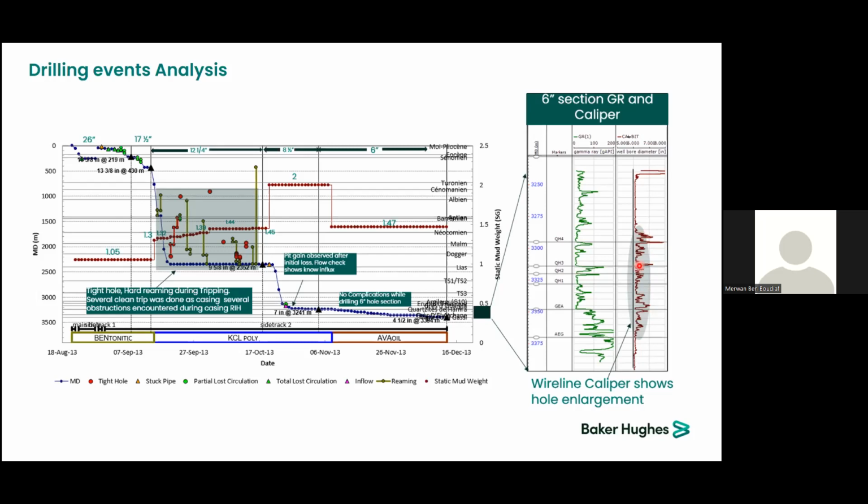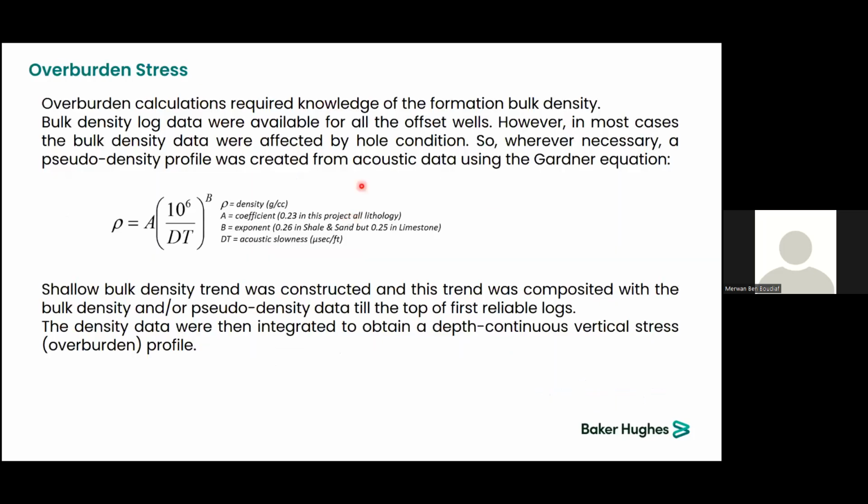Then the second step is the overburden stress. Basically the overburden stress is the weight of all the overburden formations that we have. This is why we are using the bulk density log to calculate it, whenever it is available. Otherwise, we are using the acoustic data or sonic data, from different denominations, in order to calculate what we call a pseudo density curve.